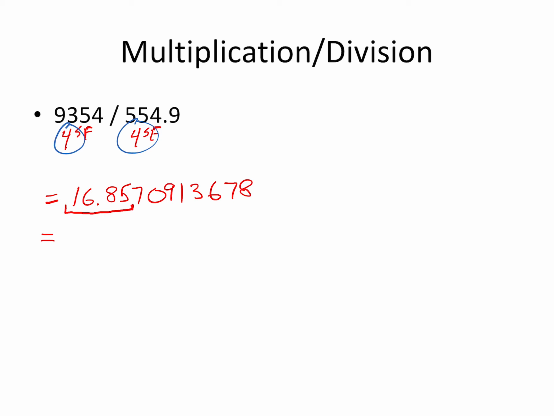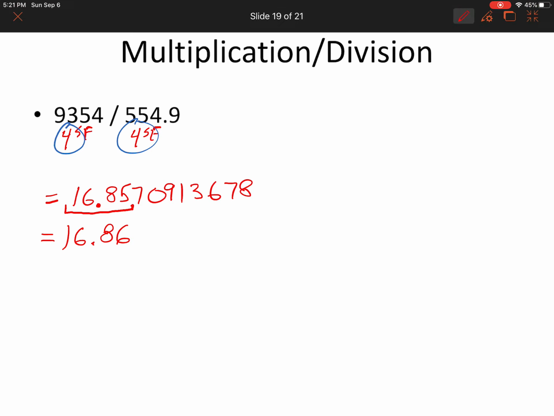All right, I kept the first 4. The 7 rounds that 5 up to a 6. This is after the decimal, so that 7 rounds a 5 up to a 6. All the rest of that gets to be dropped. So this is 16.86. And after that, it all goes away. It all just crumbles and falls away.